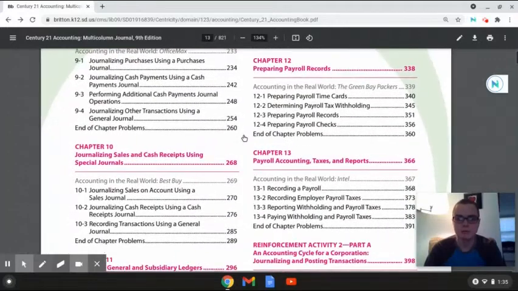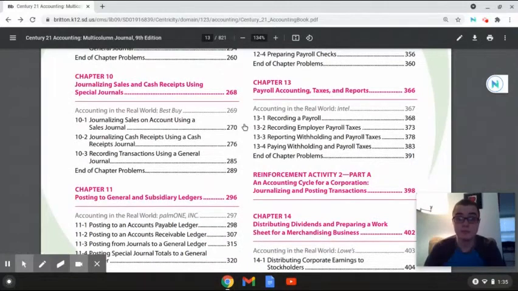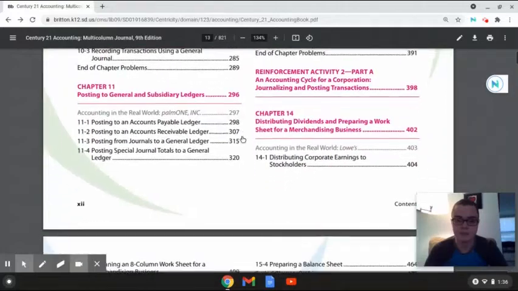Then we'll be moving on to Chapter 12. We'll be learning about how to prepare payroll records. So within this chapter, we'll be learning about preparing payroll time cards, determining payroll tax withholding, preparing payroll records, and preparing payroll checks. In Chapter 13, we'll be learning about payroll accounting, taxes, and reports. So we'll be learning about how to record a payroll, record employer payroll taxes, report withholding and payroll taxes, and pay withholding and payroll taxes.